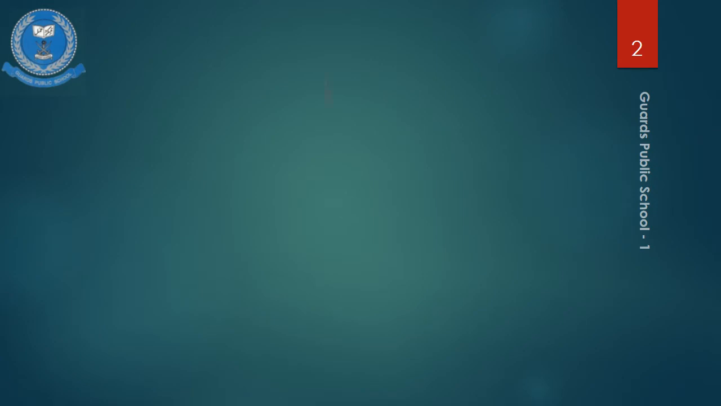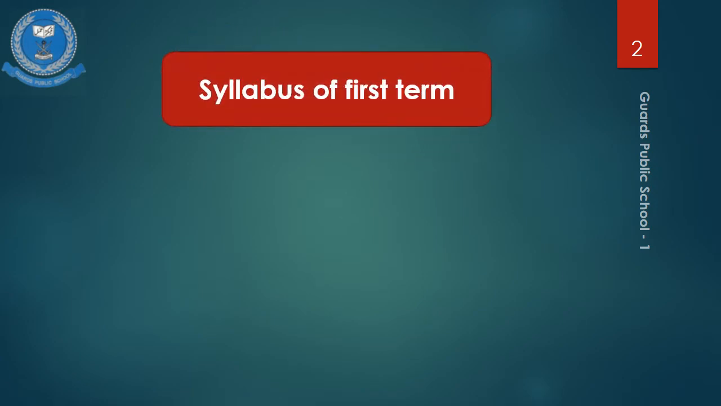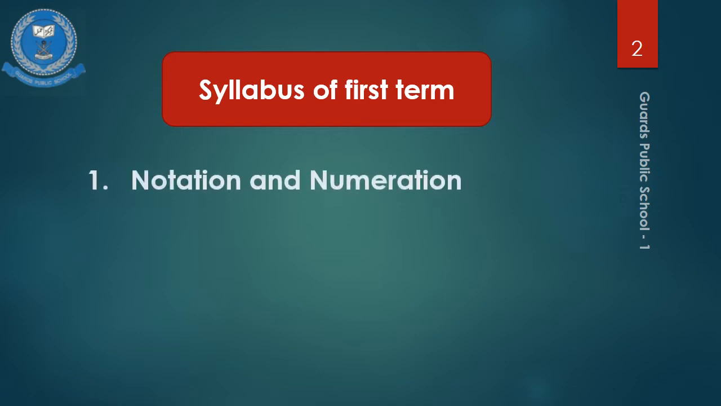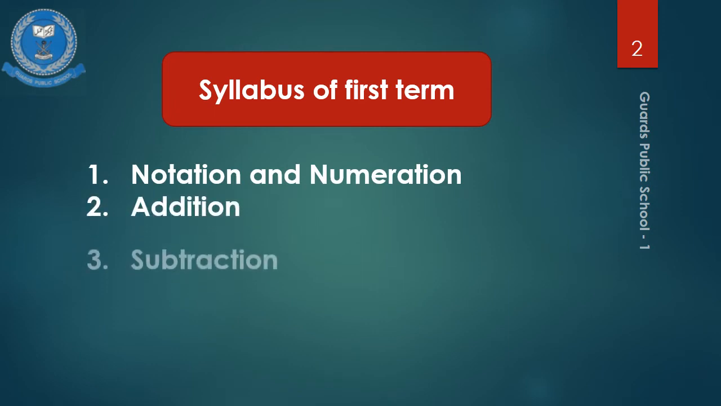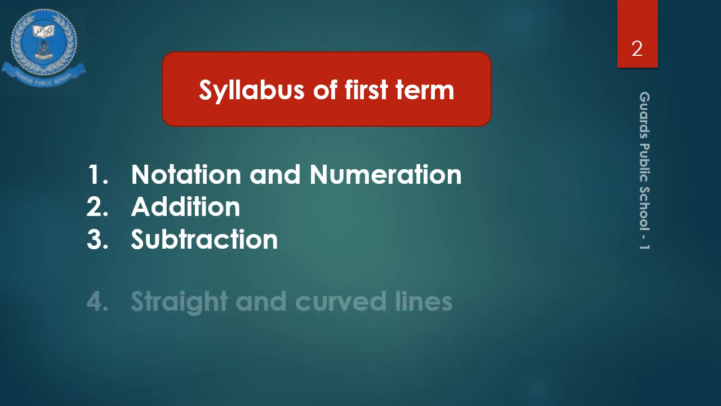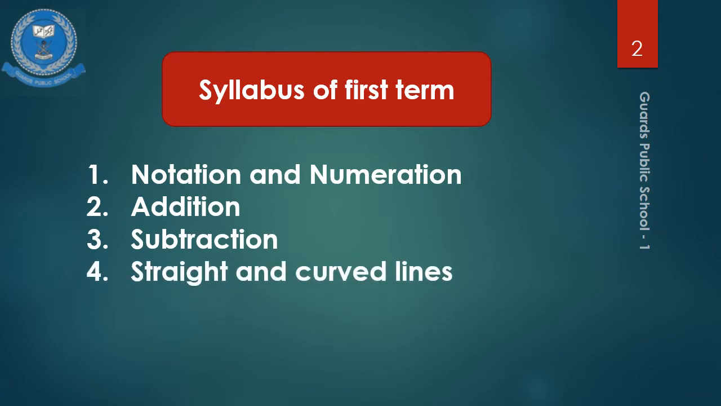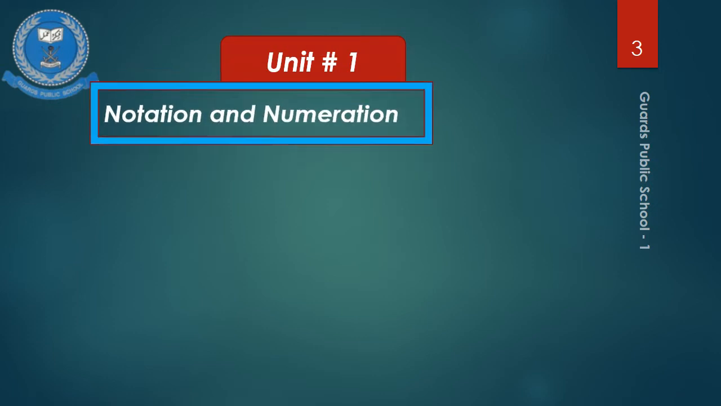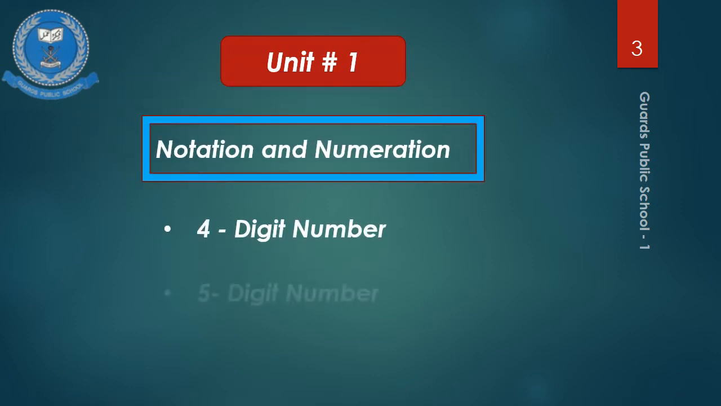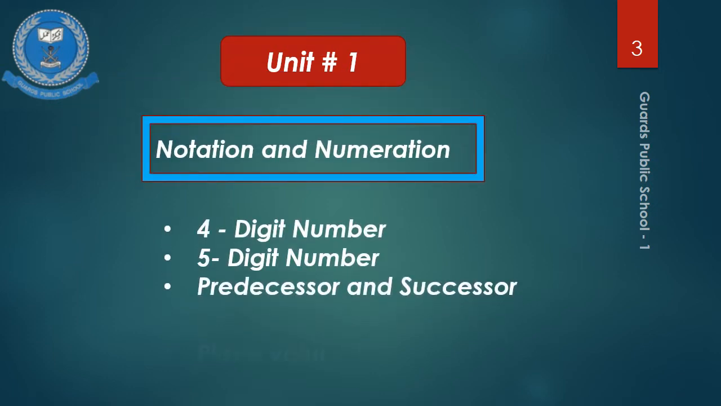Let's have a look at the content of the first term syllabus. The syllabus of the first term contains 5 chapters. Chapter number 1, Notation and Numeration. Chapter 2, Addition. Chapter 3, Subtraction. Chapter 4, Straight and Curved Lines. And Chapter 5, More About Lines. In our first unit, we will discuss the following topics: 4-digit numbers, 5-digit numbers, predecessor and successor, and place value.